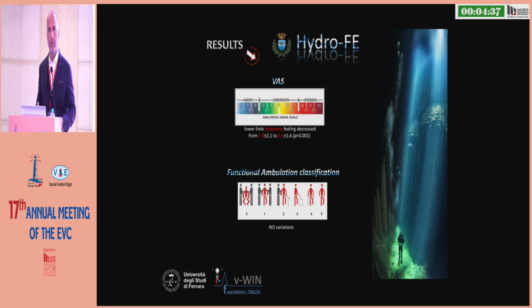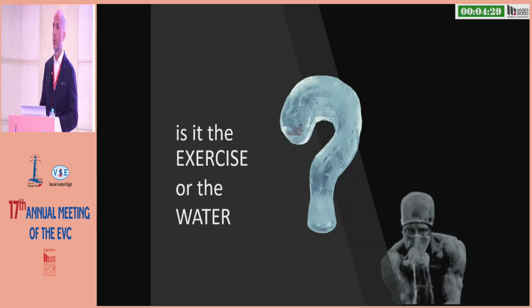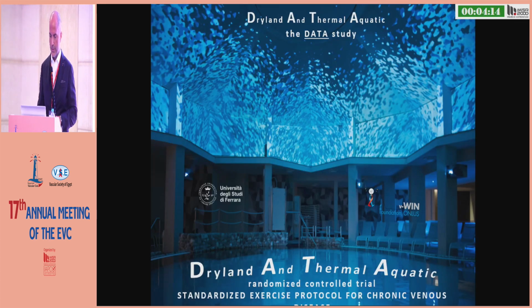There was no difference in functional ambulation classification, that is a classification to see how well I walk. And if you want, we can discuss why maybe there was no improvement in this. But again, you can tell me, Sergio, you are failing us because we don't know if it is the aquatic environment or if it is the exercise that they are doing. So we did a randomized comparative trial, and we put the same standardized exercise inside and outside the aquatic environment.